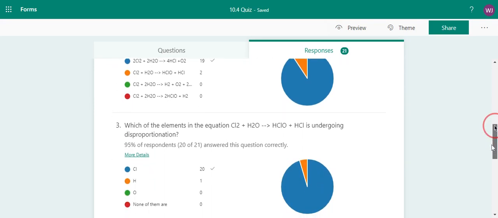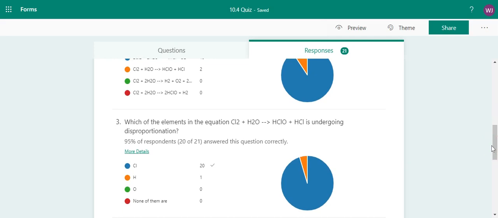Question 3, which of these elements is undergoing disproportionation? For this we need to remember disproportionation means the same species is simultaneously oxidized and reduced. So for this one, the correct answer is chlorine, as you can see. Most of us got that right.